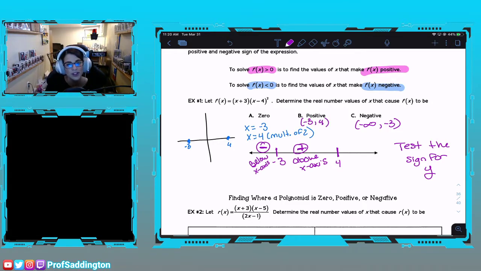And then we pick a number that's bigger than 4. That's going to make everything positive, so we're still positive there. I'm just picking numbers, plugging them into that original f of x, and seeing what my sign is. So this would also be 4 to infinity.